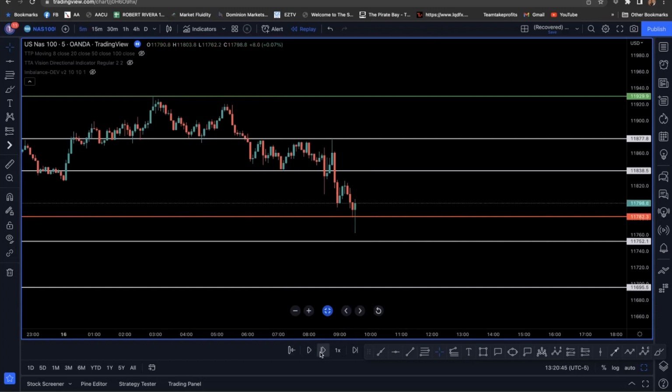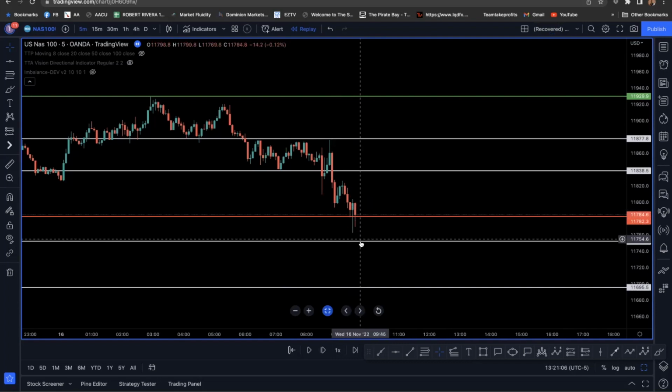On the open, we have that initial move, right? That made an attempt to break the low and then came back up. I'm waiting for the next candle to either break the high of that or continue going down and break the low of the day. As the next candle goes on, it didn't break the high, it didn't break the low. It's somewhere in the middle here, but it is continuing to have a bearish tendency.